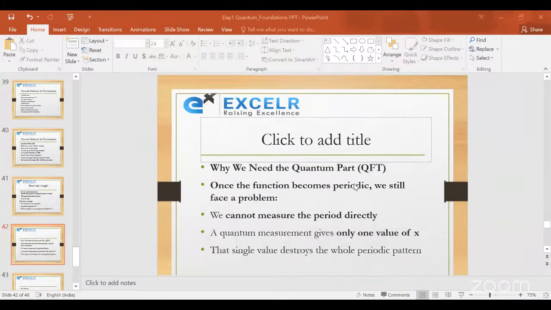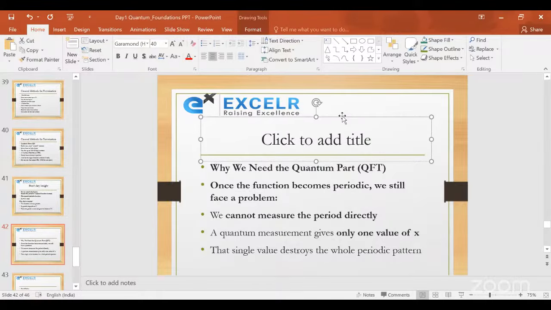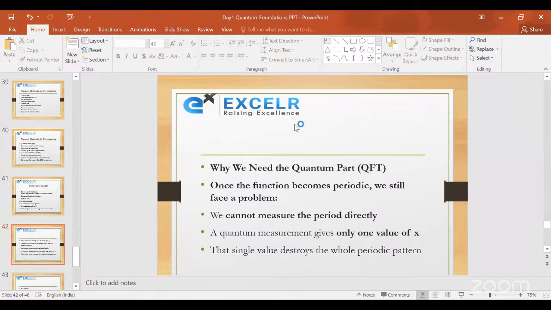So what happens when we compute the periodicity? Now the problem is not complete. Suppose we have evaluated the periodicity, and suppose the periodicity comes out as R equal to 4. Now, what do we have to do?